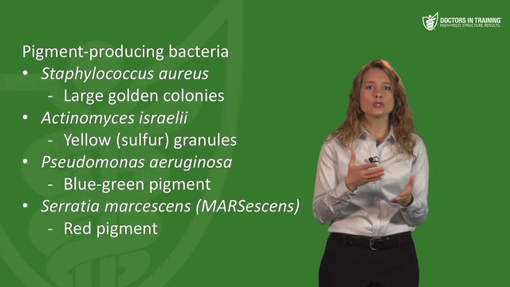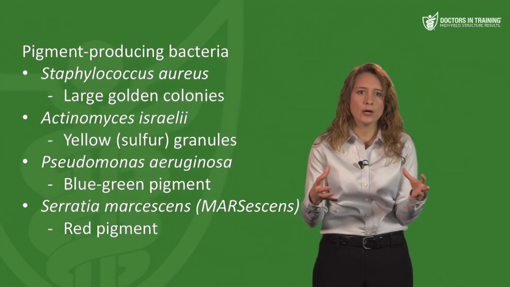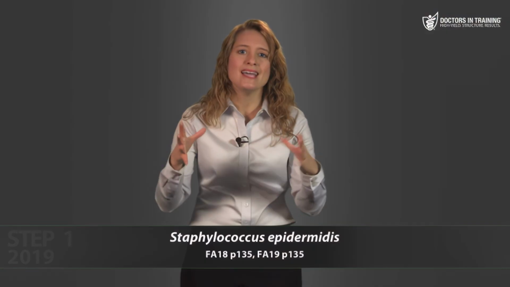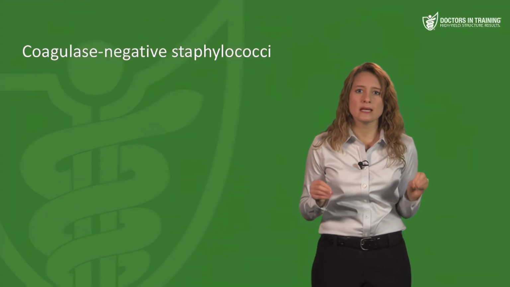Lastly, remember that Serratia marcescens has a red pigment. You can think of a maraschino cherry for that one, or you can think of Mars, which is the red planet. Okay, now let's keep moving through the Staphylococci. Specifically, let's talk about coagulase-negative Staphylococci.